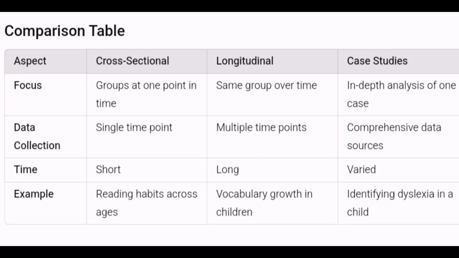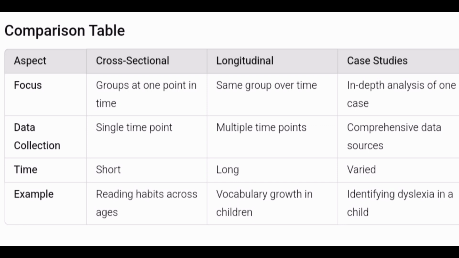Example of cross-sectional studies: reading habits across ages. So as we have seen, class 6, class 9, class 10 students, or a single child, when she is at the age of 5, how she reads, at the age of 6, how she reads, at the age of 10, how she reads. So reading habits across ages. So you will see how children of different ages, like 6 years, 10 years, 14 years, 15 years, how much interest they have in reading and what type of book they like to read.